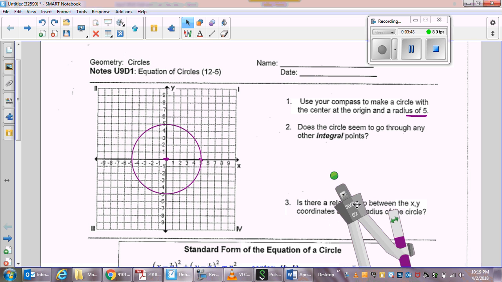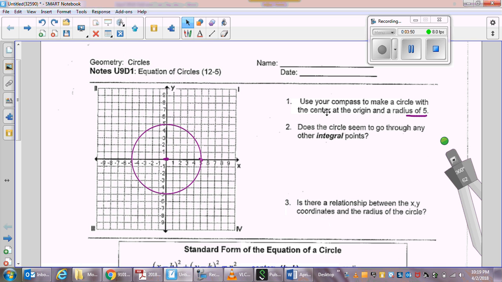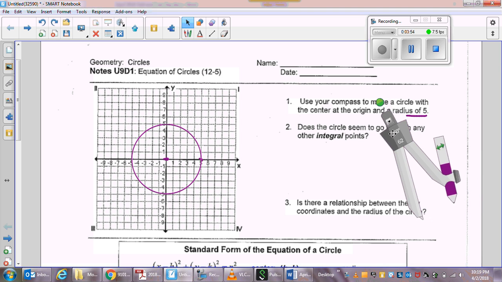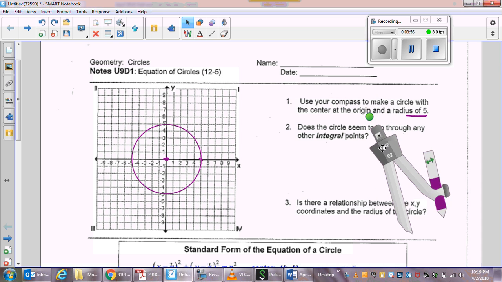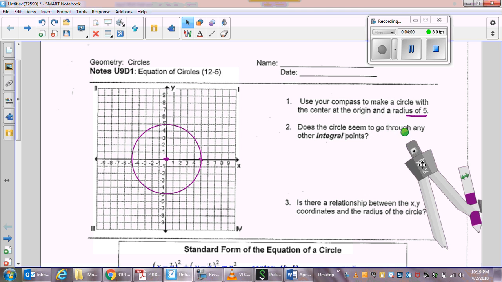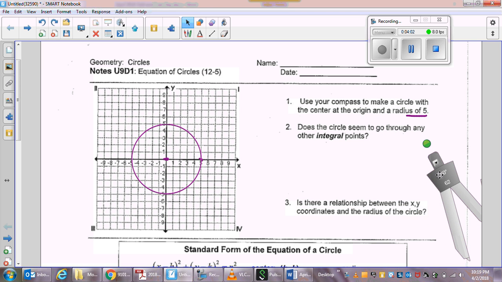They want us to use a compass. This is the compass I use, but the compass we have in the classroom, or the one they use for the SOLs, looks a little bit different, but we will practice on it. And then I just made a circle that has a center at the origin, and the radius is 5.